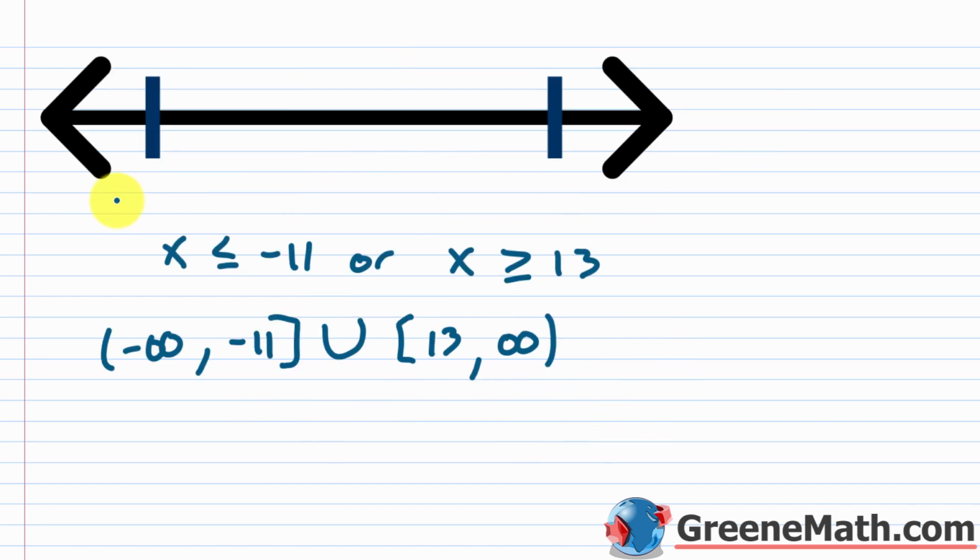Okay, so graphically, let's put negative 11 there and positive 13 there. And again, these are each included. So let me put a bracket here, shade everything to the left. Let me put a bracket here and shade everything to the right.